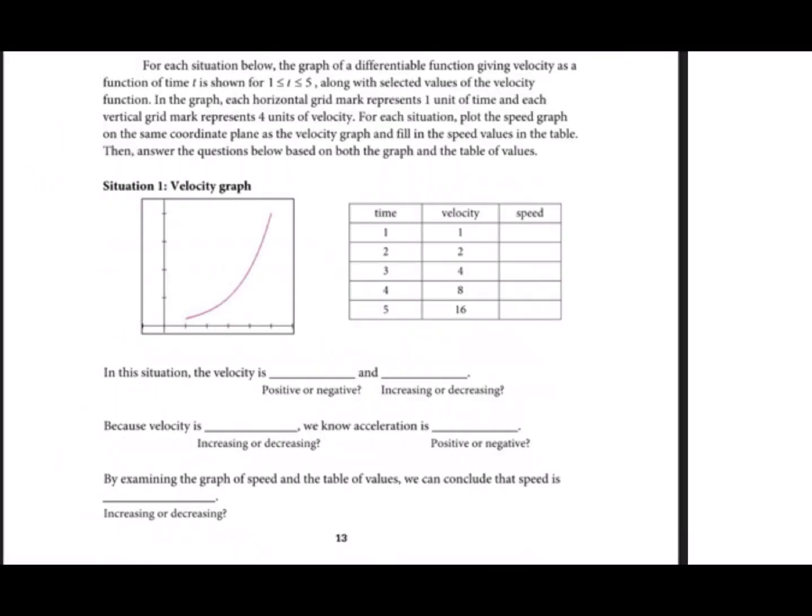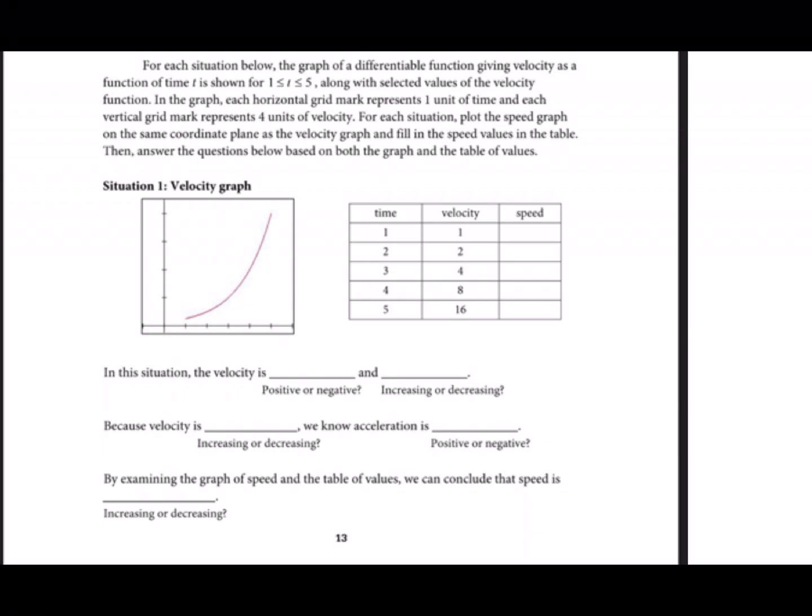All right, so now there's a couple situations that it's going to go through. For each situation, it's a differentiable function giving velocity as a function of time, just on the interval from 1 to 5. It's given selected values of velocity in a table. On the graph, each horizontal grid mark represents 1 unit of time. Each vertical grid mark represents 4 units of velocity. And so we're just going to go through here.